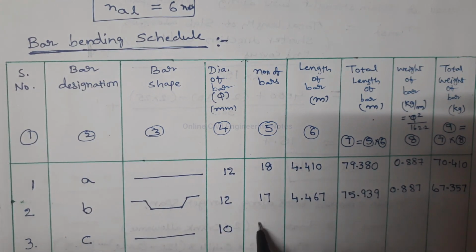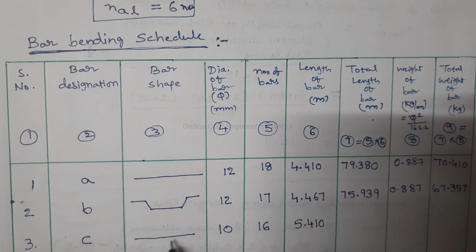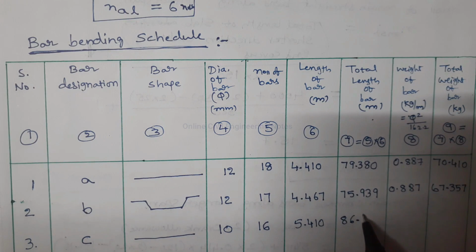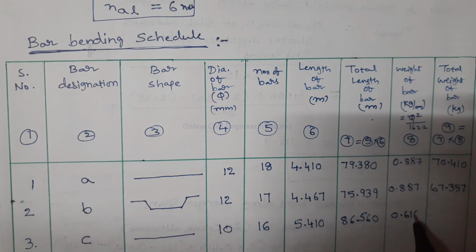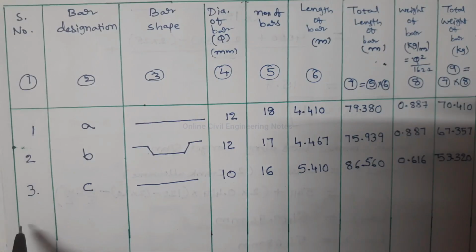Number 3. C bar is the straight bar, main straight bar along the longer span. Diameter is equal to 10. 60 number of bars. 5.41 meter length of a bar. Total length is equal to 86.560. Weight per running meter is equal to 0.616. Total weight is equal to 53.320.